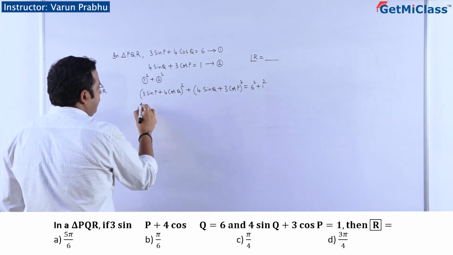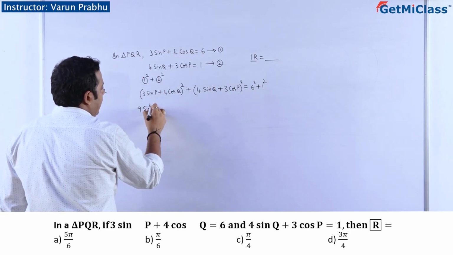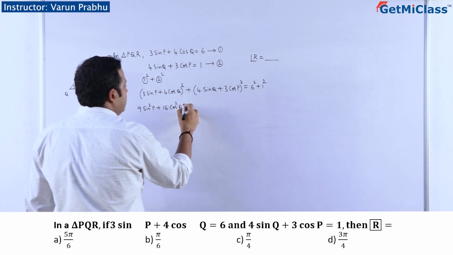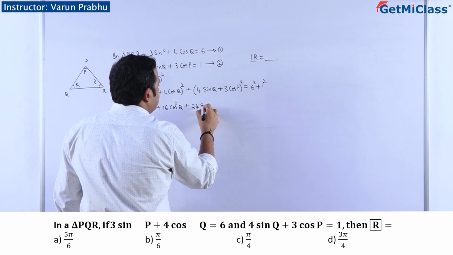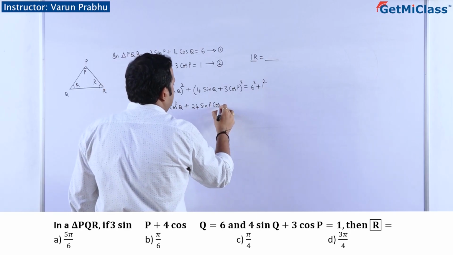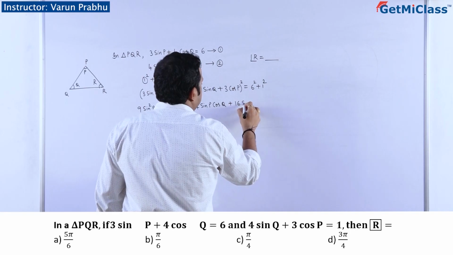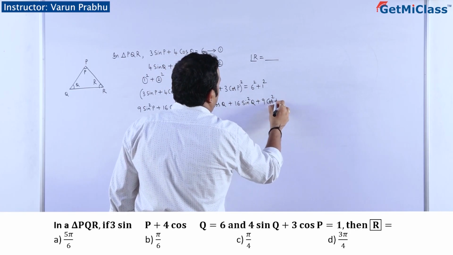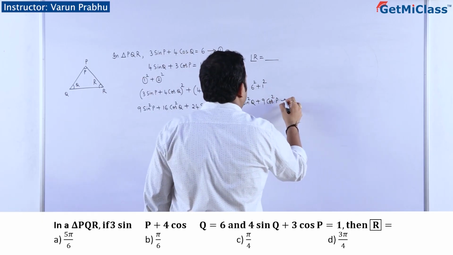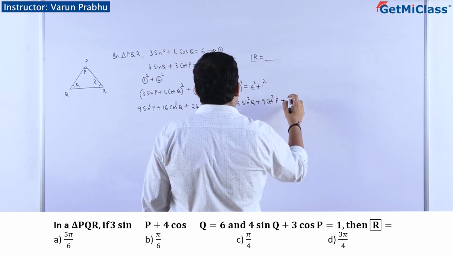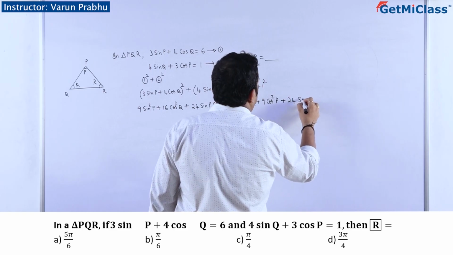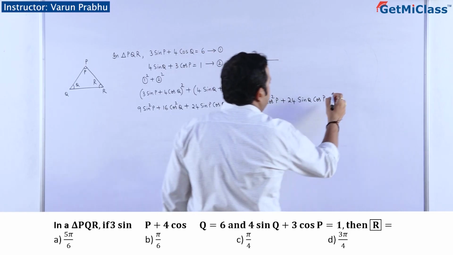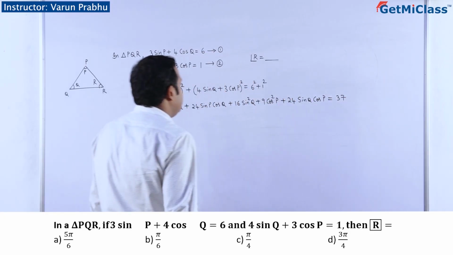So your answer to the question will be 9 sin squared P plus 16 cos squared Q plus 2 3s are 6, 6 4s are 24 sin P cos Q plus 16 sin squared Q plus 9 cos squared P plus 2 4s are 8, 8 3s are 24 sin Q cos P, that is equal to 36 plus 1. How much is it? 37.